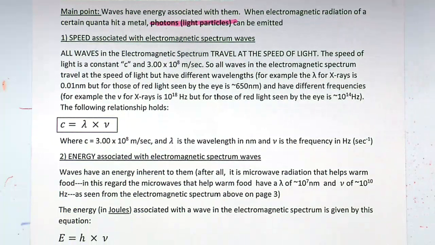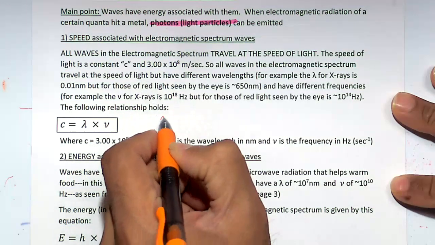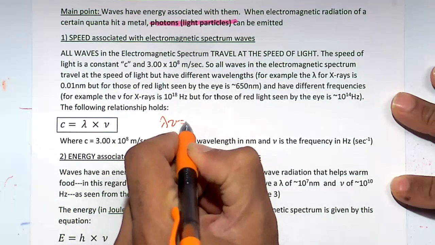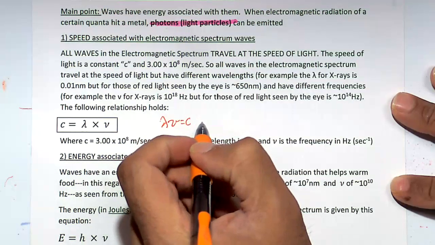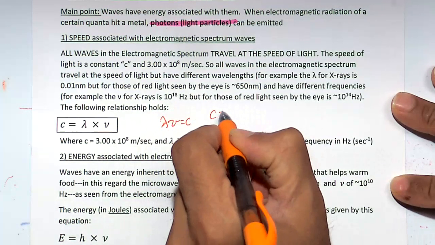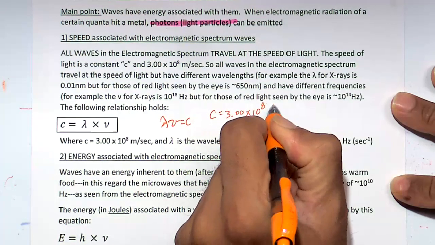A couple of equations here. I think we already went over this. All electromagnetic radiation travels at the speed of light. I will give you this formula, and I'll also give you the speed of light, which is not something you need to memorize.